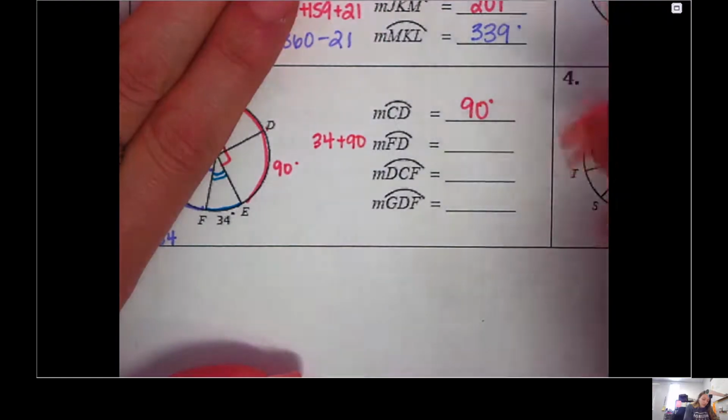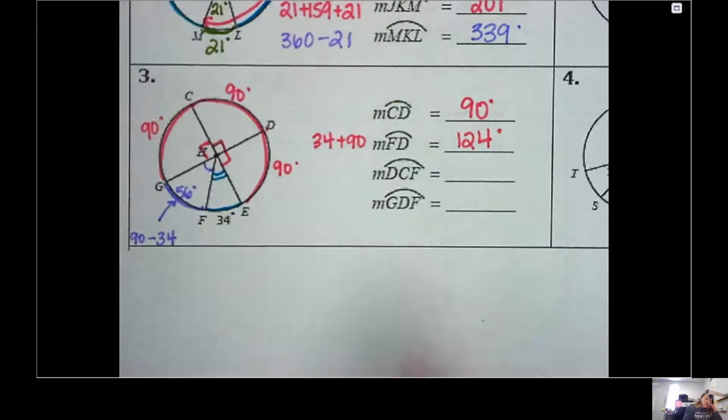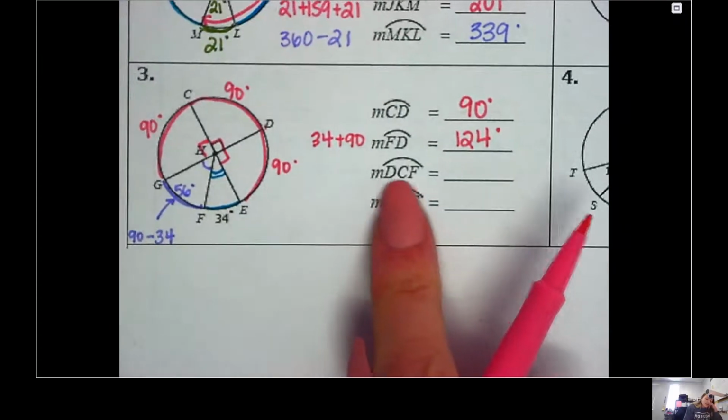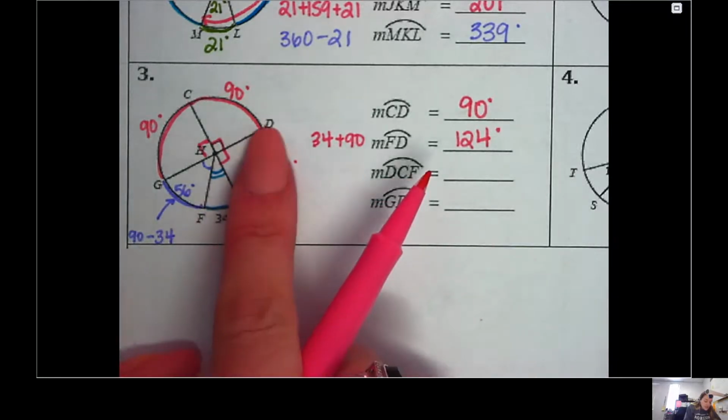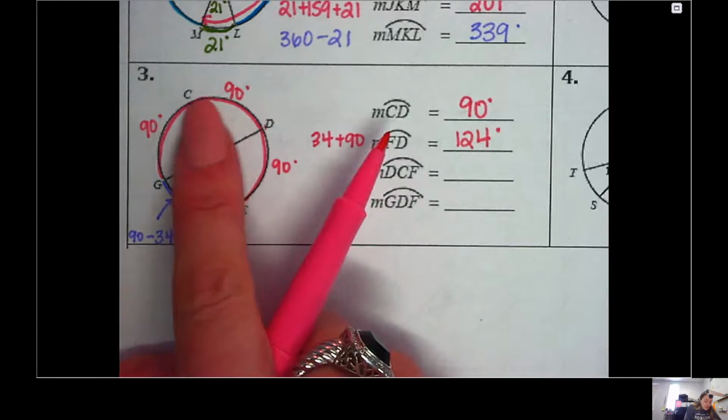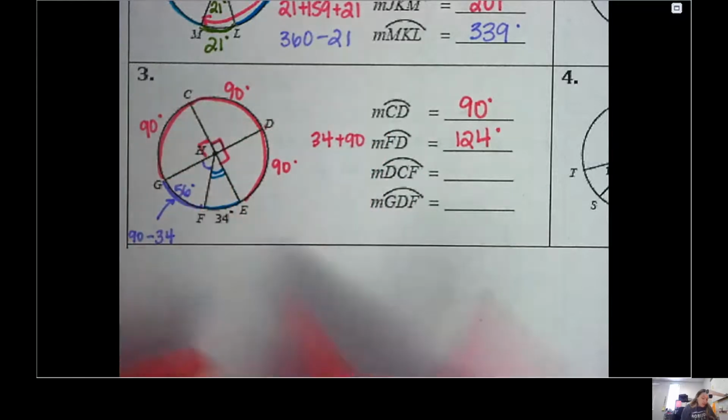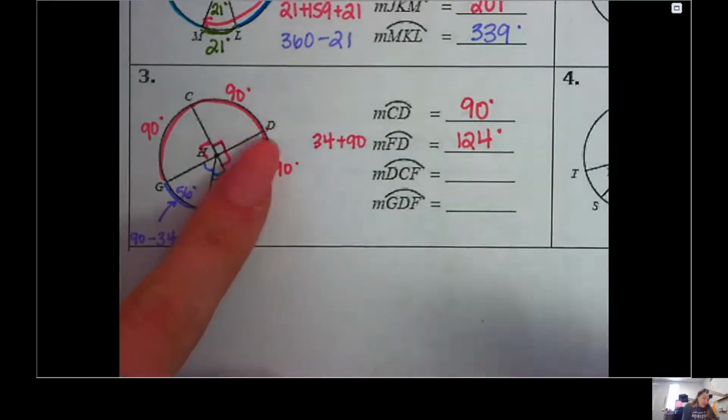Okay, which gives me 124 degrees. The measure of arc DCF, so this is a major arc, so I know it's going to be more than 180. So DCF means you start at D, you go through C, you end at F. So I'm going to just add those pieces together.